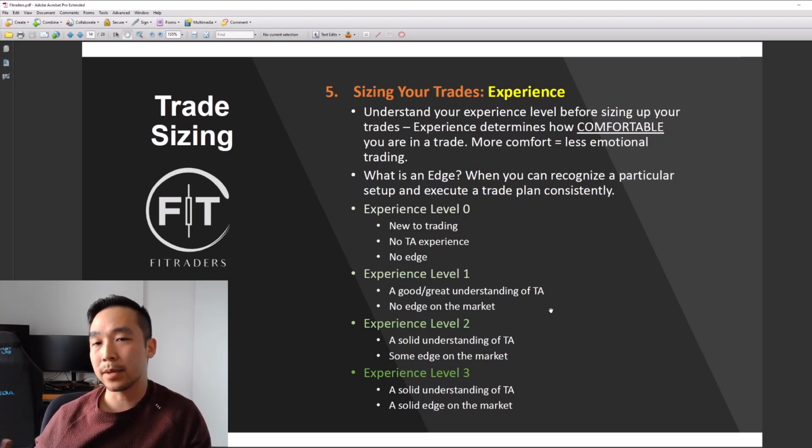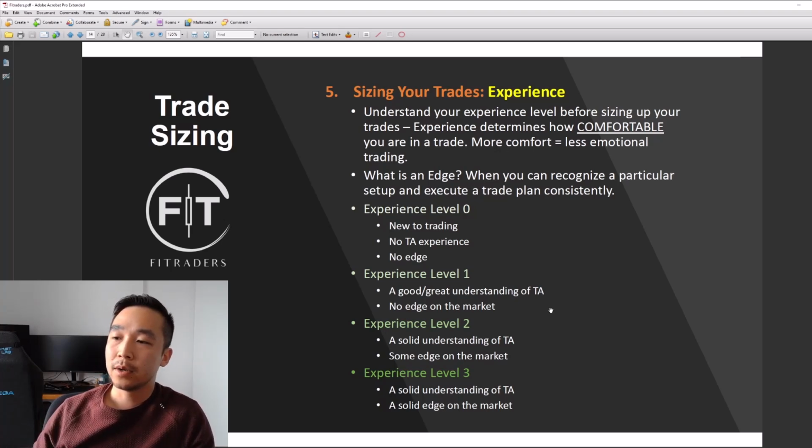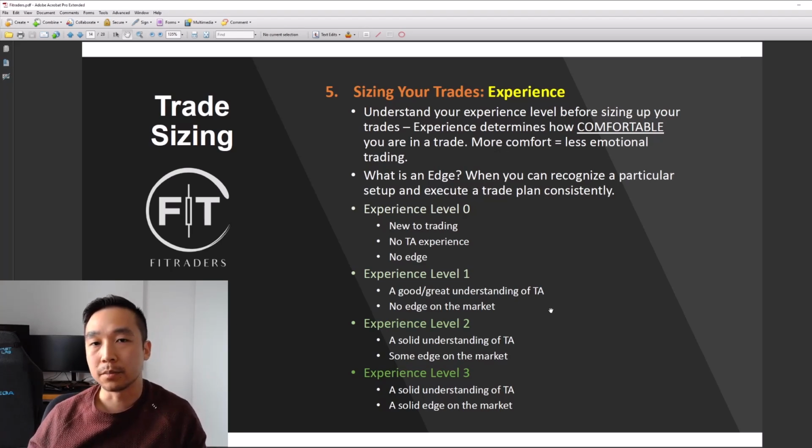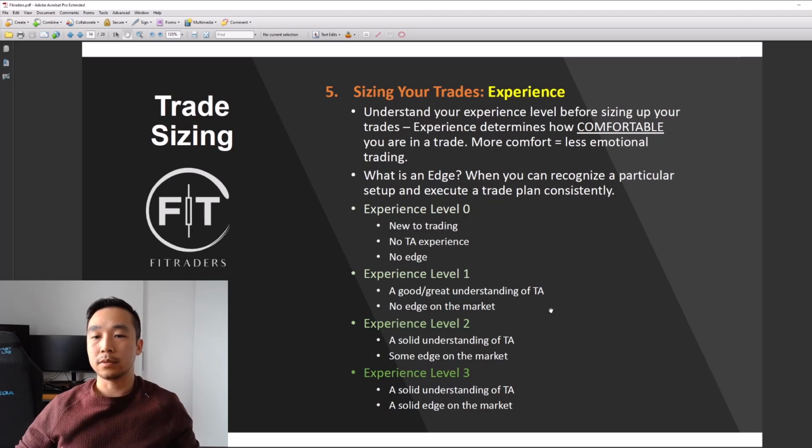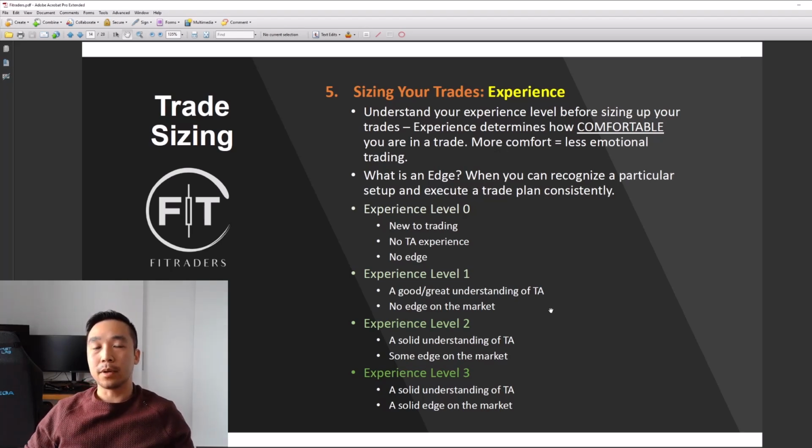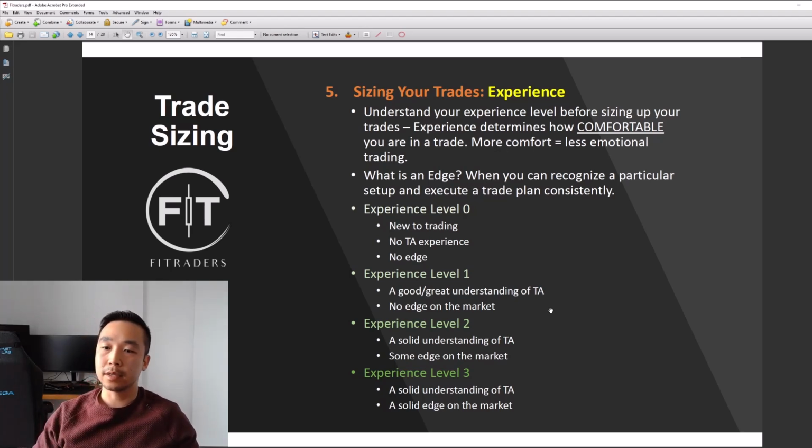The other patterns, you're still dabbling in them. You don't really have an edge over those patterns yet. But once you have one or two, I think you're starting to get into experience level 2, because you're able to reliably size up on certain plays and make a lot of money off of those.